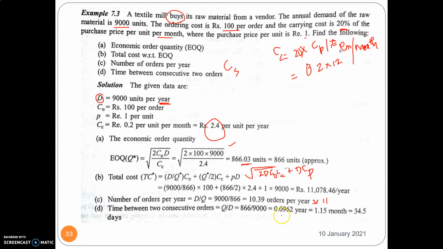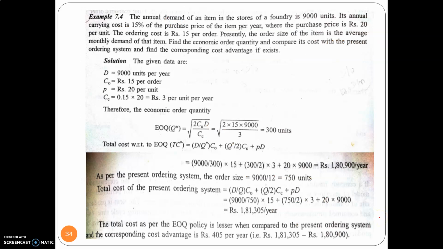Time between consecutive orders, so Q by D. Remember, we have the periods in year, right? So this should be year. You cannot approximate this to 0.01. So you have to convert this year into month. Multiply by 12, so that it is converted into month, and multiply by 30, that way it is converted to days. Then you can approximate. That is 35 days. If you find this process tedious, just multiply this by 365, year into days. This is very simple. You are just substituting the formulas.